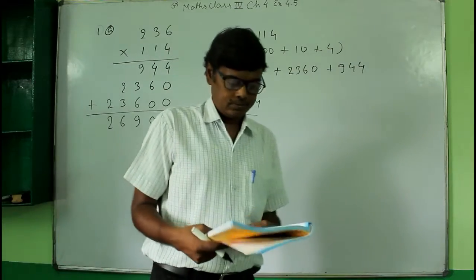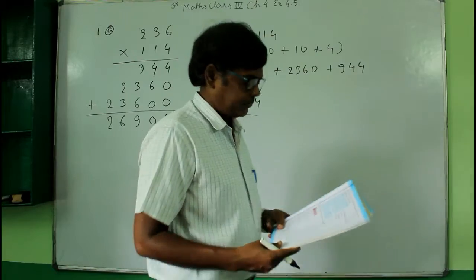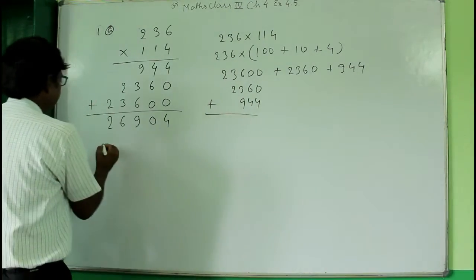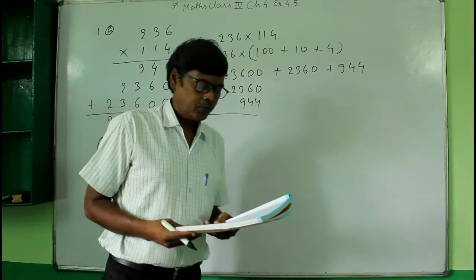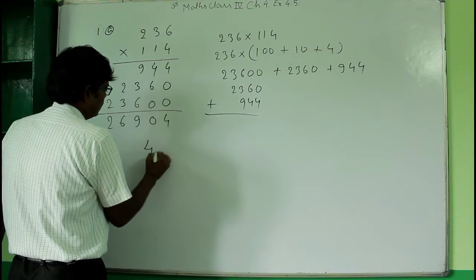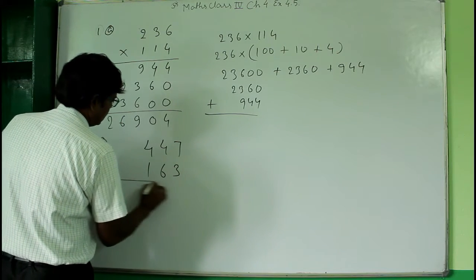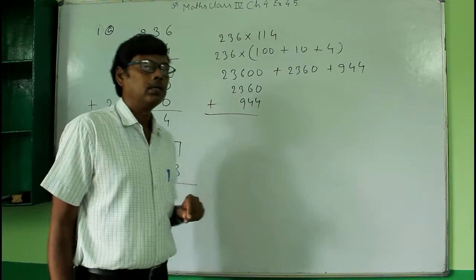So this is the process of multiplication of these numbers. Okay. Now question number B. Question number B is 447 into 163. Now here again this is the multiplier and this is the multiplicand.